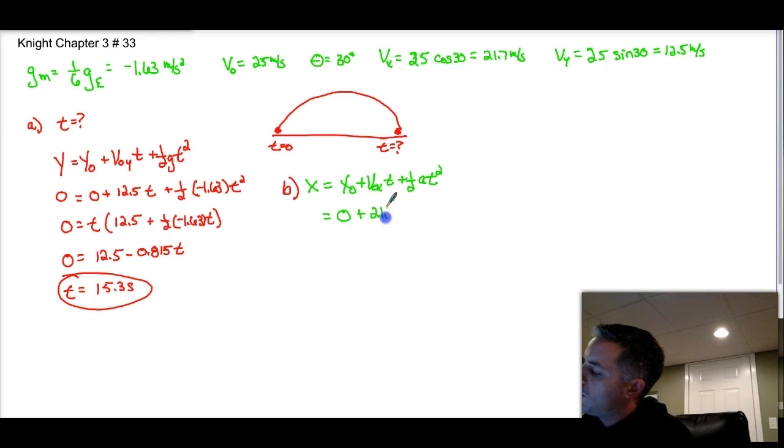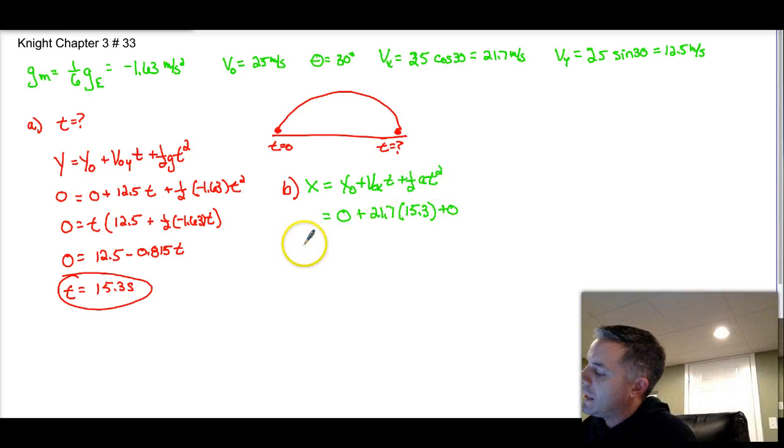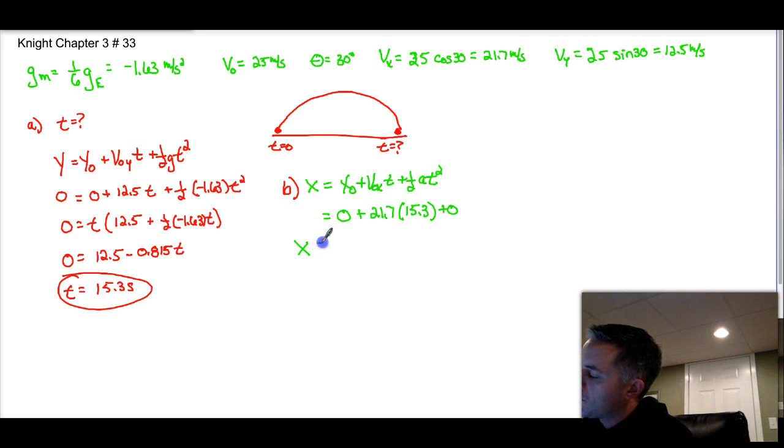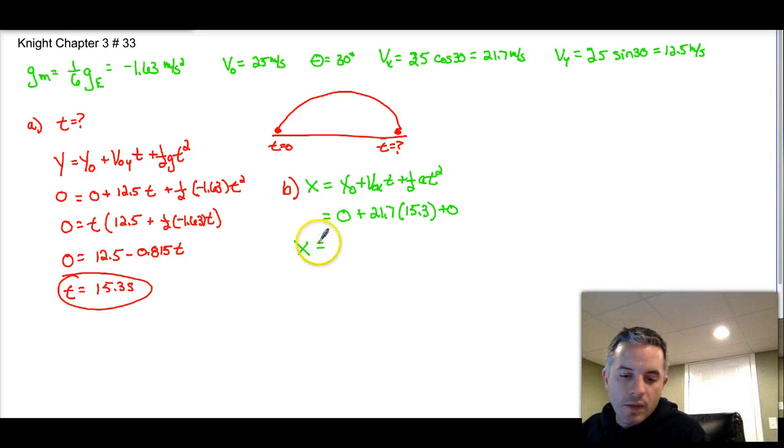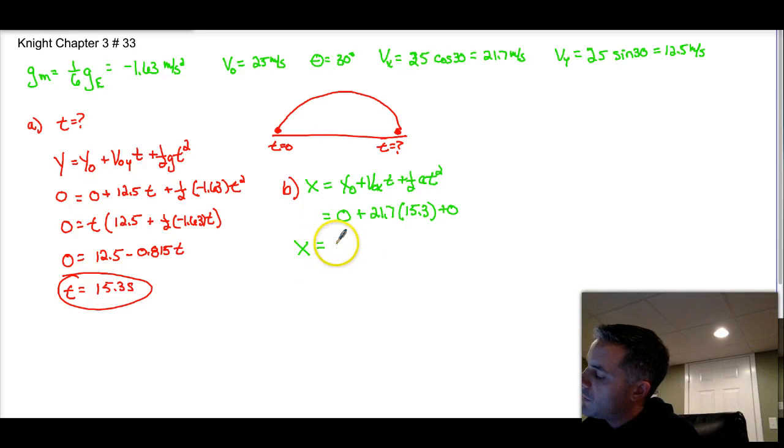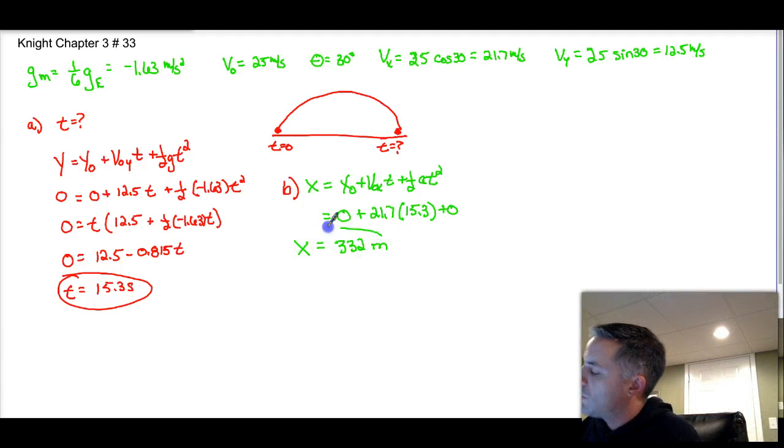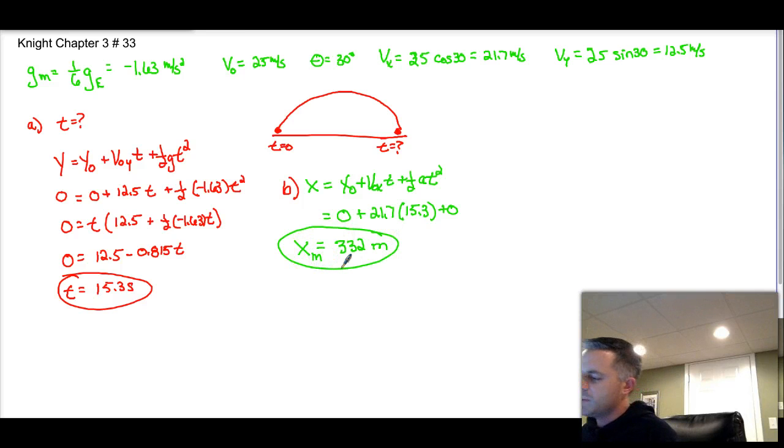plus our 21.7, which is our x component of the speed. We know that it is going to travel for 15 seconds, and then this last term is going to be 0 again because there is no acceleration in the horizontal component. And when we put that together, we find that it's going to travel 332 meters when we're on the moon. Okay, so it's pretty far for a golf ball to be hit.